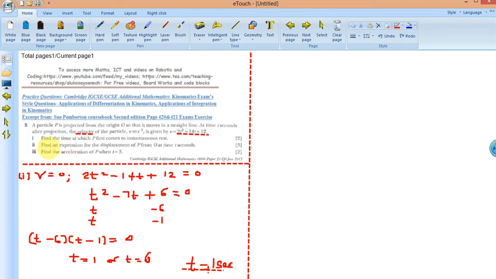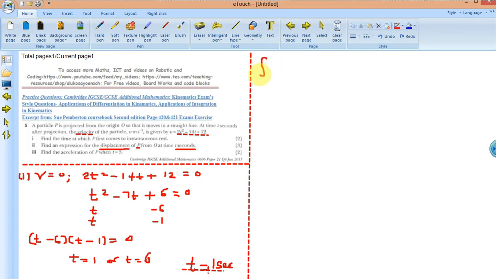Okay, so next question. Find an expression for the displacement of a particle P from O, that is its starting position, at time t in seconds. Now we want to find an expression for displacement, and we are given velocity. So how do you derive displacement from velocity? You go ahead and integrate velocity. When you integrate velocity, you get displacement. When you differentiate displacement, you get velocity.